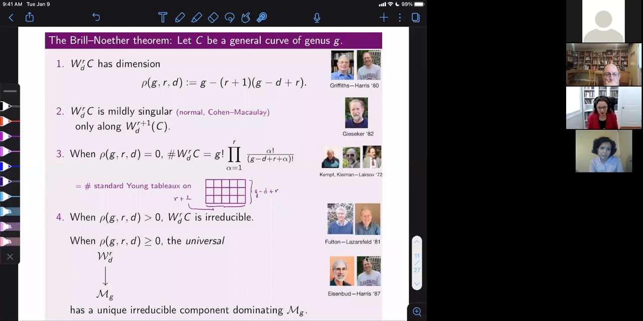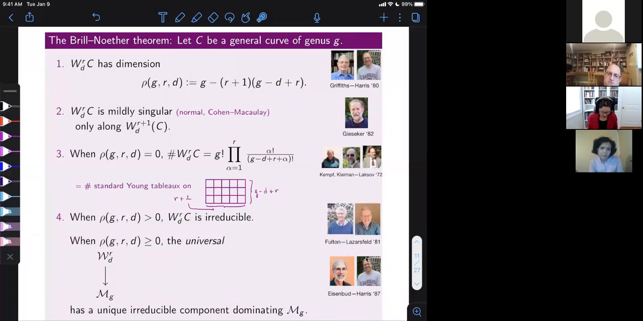So when rho is 0, this can fail because this number can often be greater than 1. But there is a sense in which you can still make sense of irreducibility. And that's that the points, that finite set of points, there's no way of picking out a subset of it that makes sense as you vary the moduli of the curve.